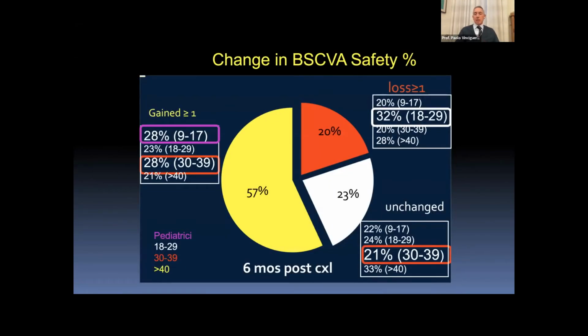Now, let's see something that can interest you much more. The change in best corrected visual acuity over time in terms of age. Most everyone improves, but let's see something more in detail. The older improve less than the younger. That is very important. The loss of best corrected visual acuity lines, very few, was more in the age between 18 and 29 years old. The group who mainly remain unchanged is the over 40. That is clearly because we have a natural cross-linking in older patients.